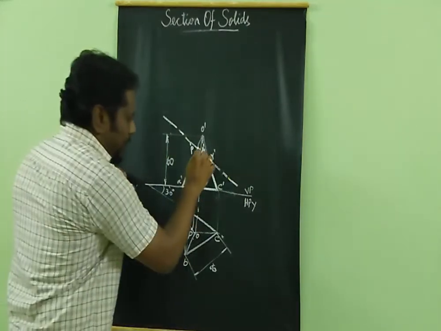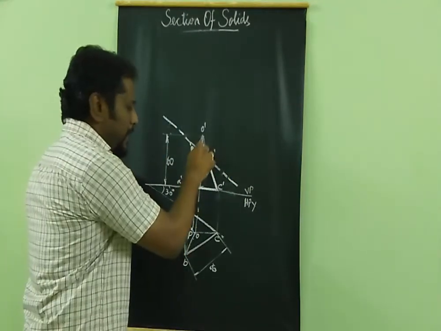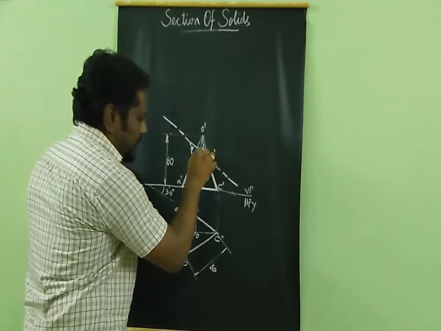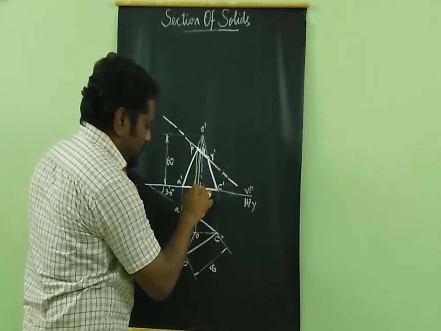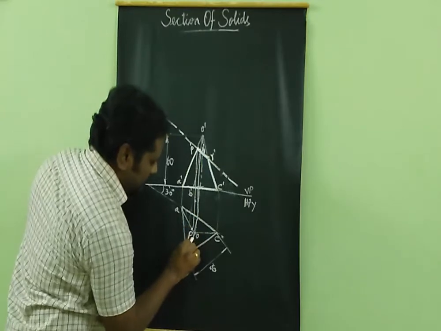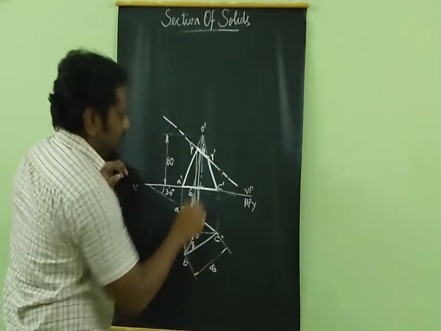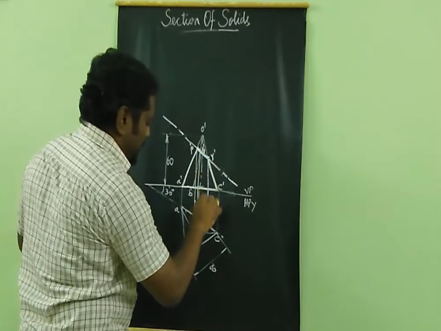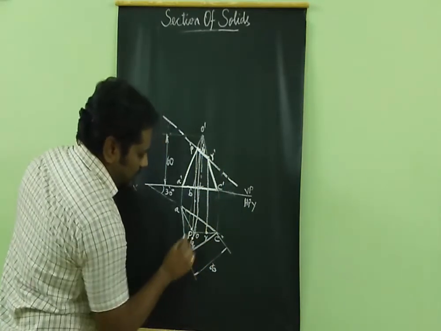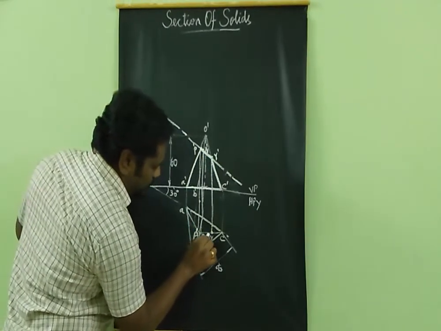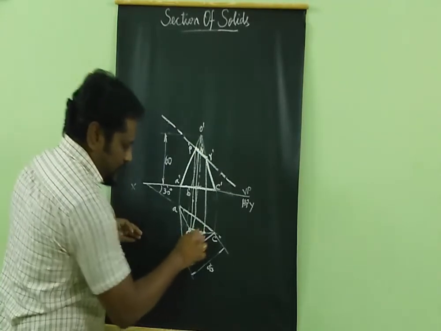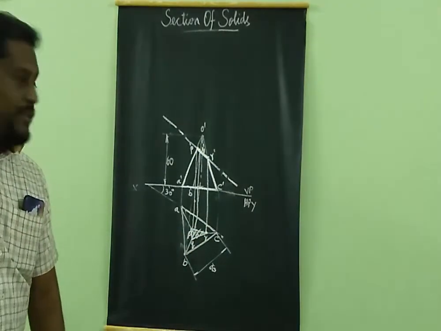Similarly, project the point Q. The point Q is there on the line OB. So project the point Q up to the line where it cuts OB like this. This is your point Q. Similarly, this point has to be on the line OC. This point is R. Now connect PQ, QR, RP. This is your top sectional view, right?